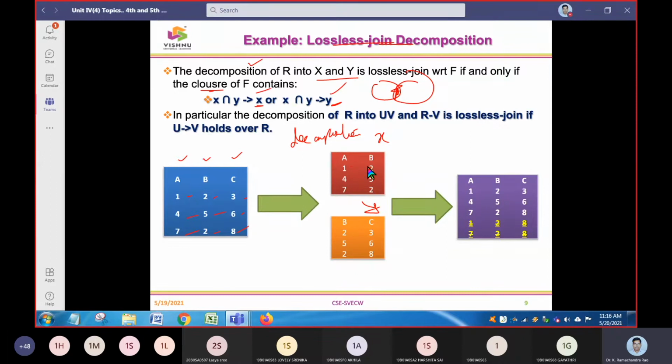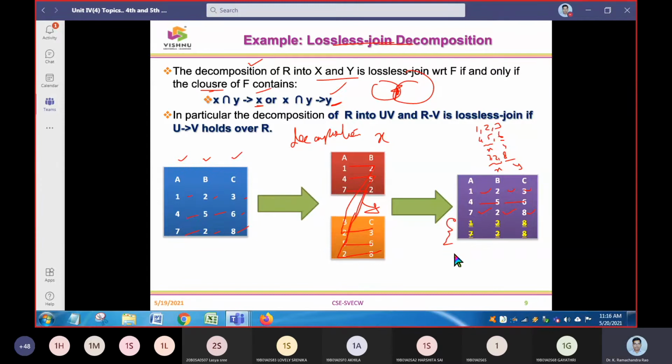We have A, B and C with values 1, 2, 3, 4, 5, 6, 7, 2, 8. Now we are going to make some decomposition, set X and set Y. So we got 1, 2, 3. Then we make 4, 5, and we get the values 4, 5 and 6. So 4, 5 is from X, 6 is from Y. Then we take the third item, 7, 2 and 8. 7, 2 is from X, 8 is from Y.